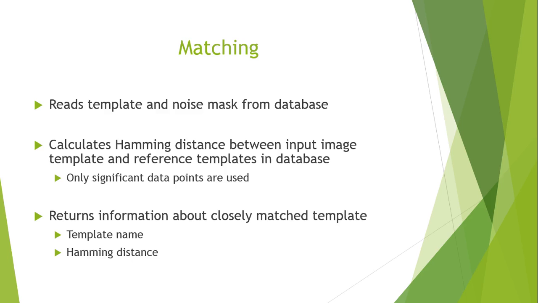The final module is a matching module. This module reads the template and the noise mask from the database, and then it also reads the template and noise mask of the input image. It calculates the Hamming distance, and based on the noise mask, it only takes into consideration the data points which are significant, which are not affected or influenced by noise, so that there is less error. It returns the closely matched template and the corresponding Hamming distance. It doesn't verify whether that match is significant or insignificant. That will be performed by the previously described match module.